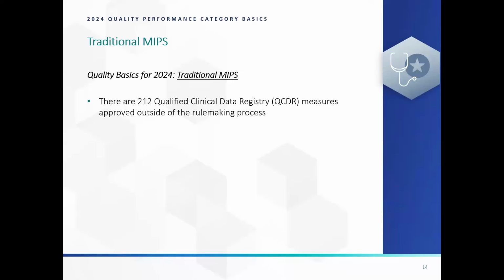Now I'm going to continue highlighting measures that are available under traditional MIPS. In addition to the 198 quality measure inventory, there are also qualified clinical data registry measures, also known as QCDR measures. There are 212 QCDR measures available to you that you're able to select from. And again, this could be one of the 6 required measures that you would be required to select. Next slide, please.